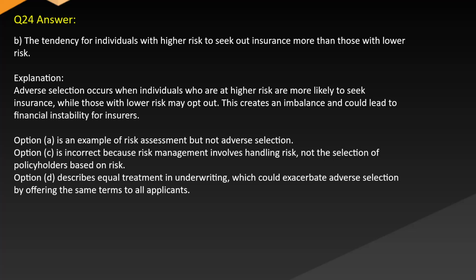Option A is an example of risk assessment but not adverse selection. Option C is incorrect because risk management involves handling risk, not the selection of policyholders based on risk. Option D describes equal treatment in underwriting, which could exacerbate adverse selection by offering the same terms to all applicants.